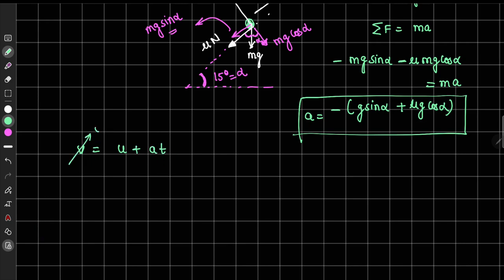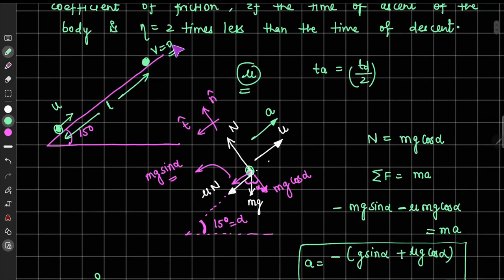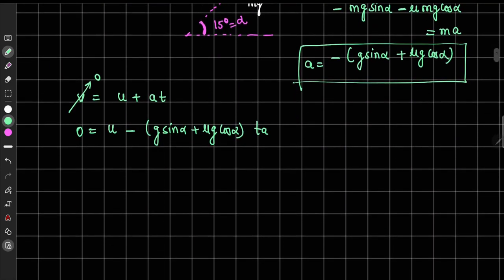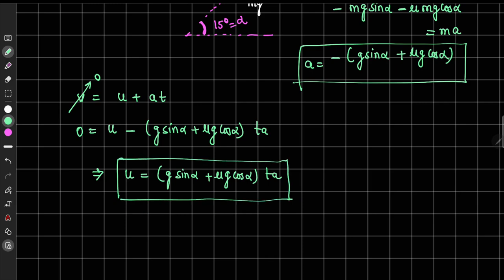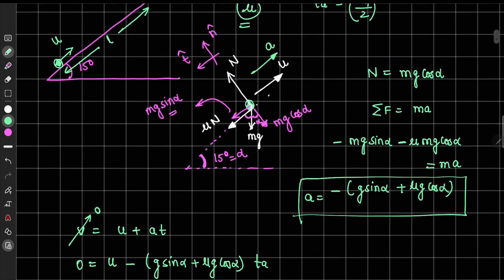Final velocity is 0, so we can write 0 is equal to u minus (g sin alpha plus mu g cos alpha) into Ta, which is the time of ascent as it is going in the upward direction. Okay, so from here we can find u is equal to (g sin alpha plus mu g cos alpha) into Ta. So this is the value of u we have got. Now let us find out the expression of the distance L.